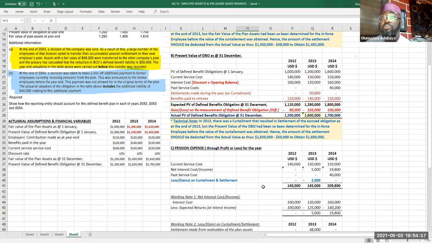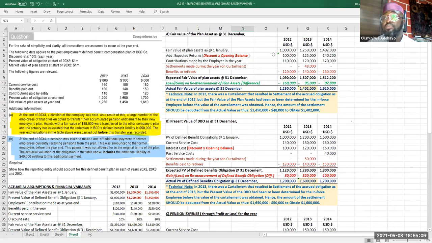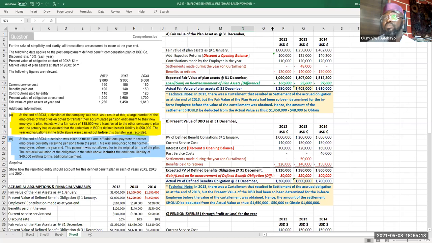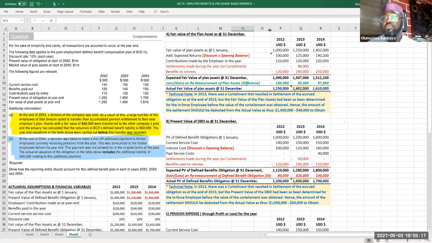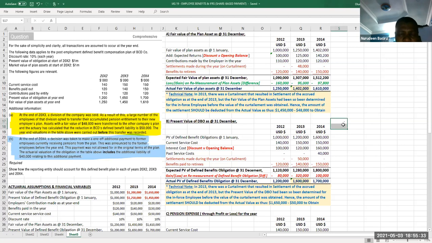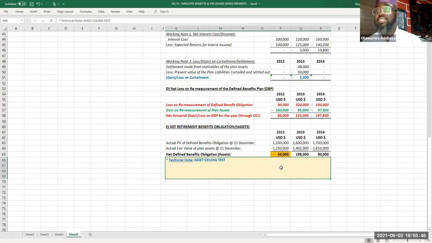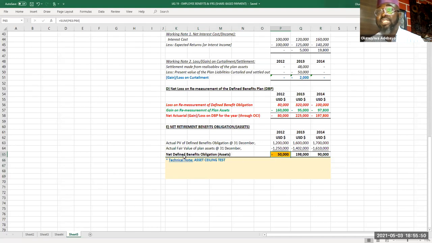Any questions so far? We don't have questions for now. Maybe when we peruse the solution deeply, by the time you are explaining the ceiling with us. Okay, now, what do we do about this asset ceiling test? The asset ceiling test is saying that before we can recognize 50,000 as net defined benefit assets, we must carry out this test.